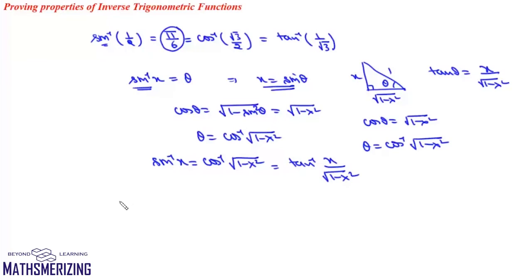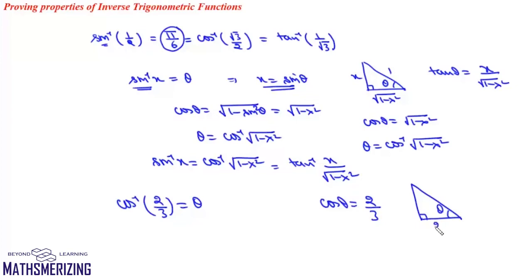Suppose we are given cos inverse 2 by 3 and we have to change it to sine inverse and tan inverse. So what we'll do is we'll take this as theta. So we'll have cos theta as 2 by 3. Now we'll take a right angle triangle. This is theta. This is 2. And this is 3. And here it'll be under root of 9 minus 4, under root 5.